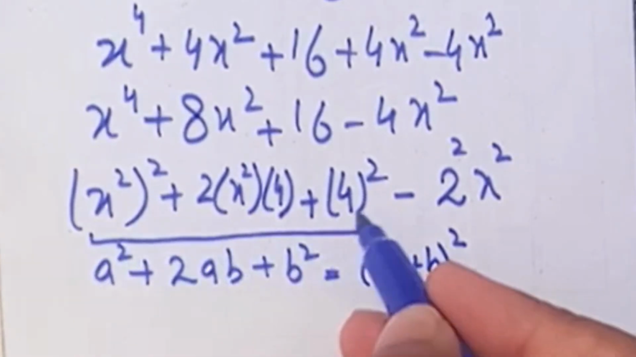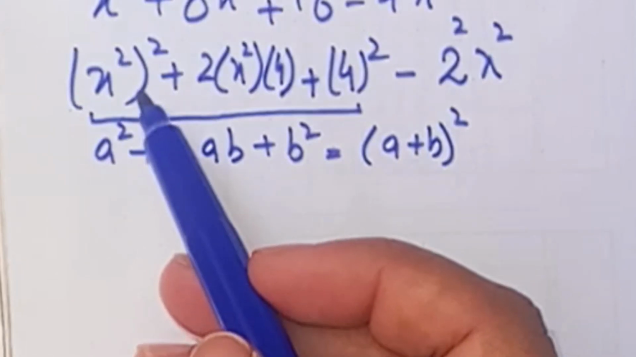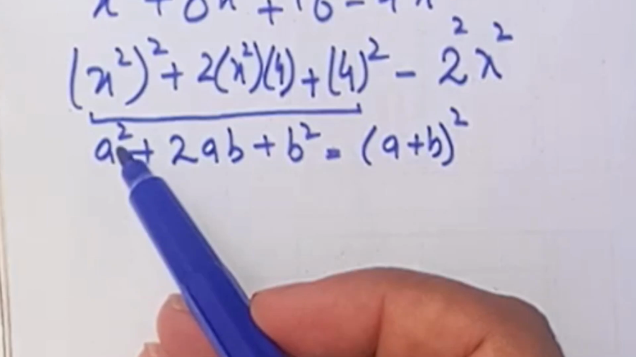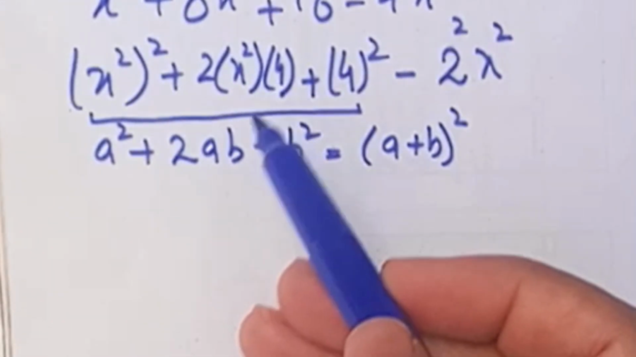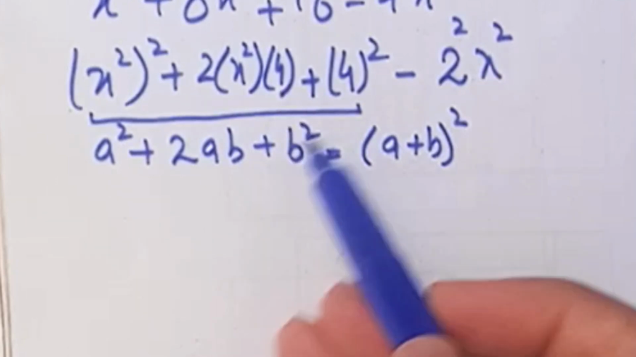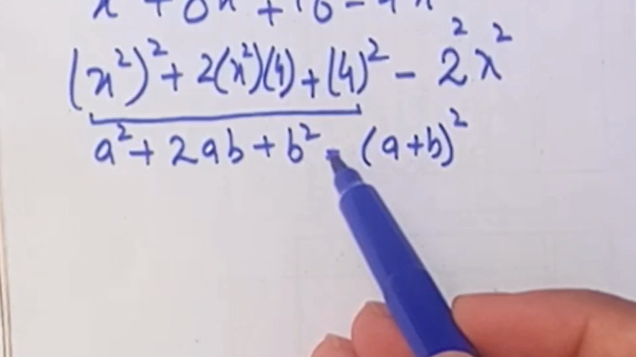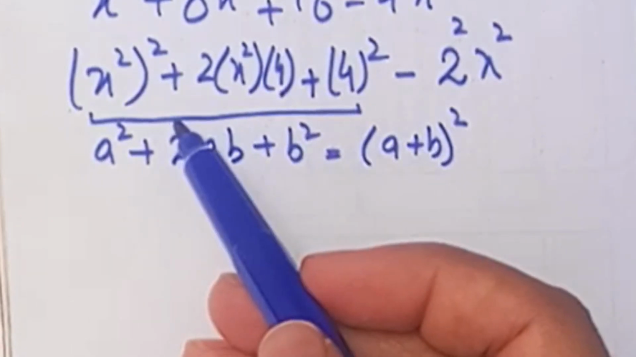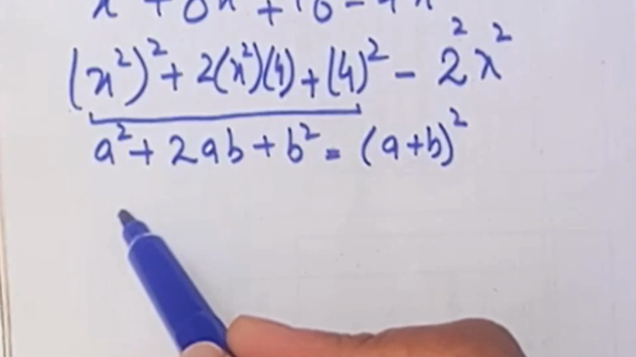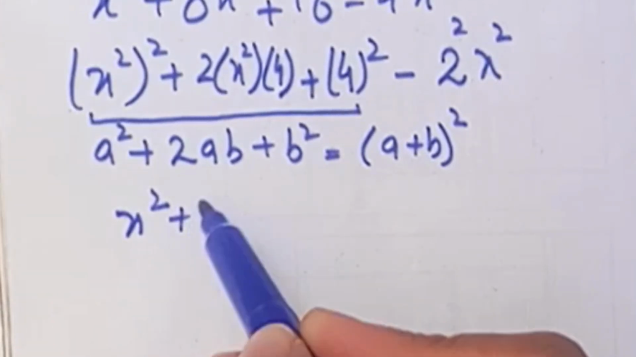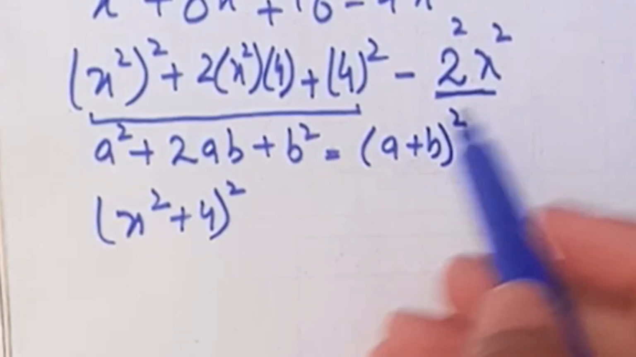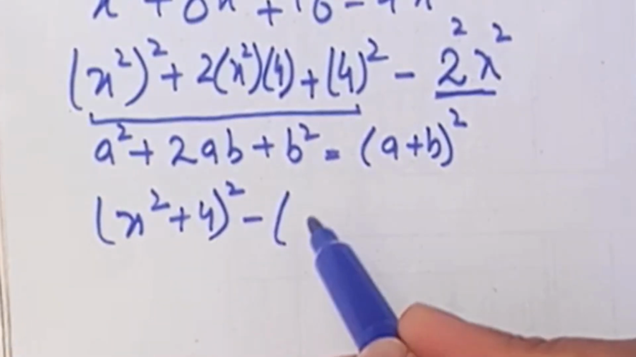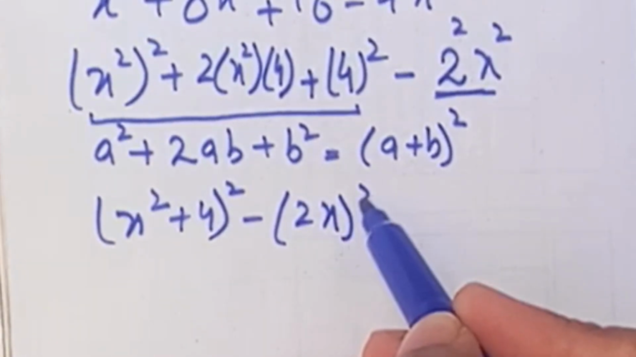Then this will become, focus on this equation, x square is equal to a, this is a 2, then this is a and b, which is equal to 4, then last the b square. This is equal to a plus b, then this will become x square plus 4 whole square, and we write this last term as 2x whole square.